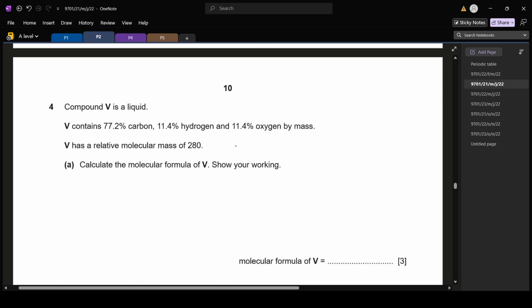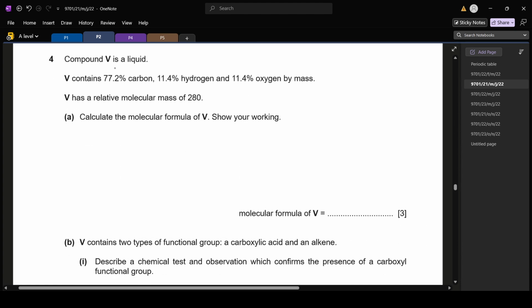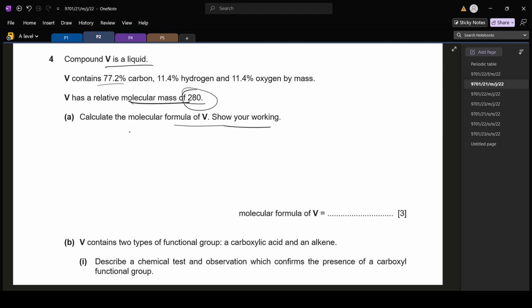Question number 4. Compound V is a liquid. V contains 77.2 percent carbon and others. V has a relative molecular mass of 280. Calculate the molecular formula of V. So first we will calculate the empirical formula, then we will calculate the molecular formula. So carbon, hydrogen, and oxygen: 77.2 percent, 11.4 and 11.4.